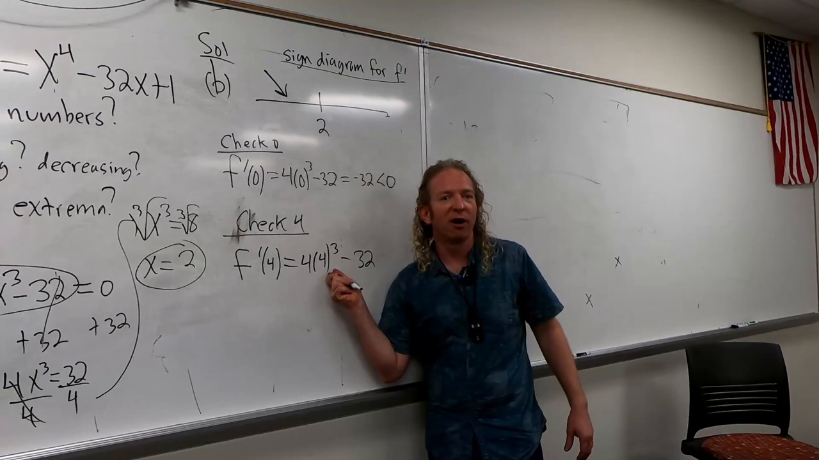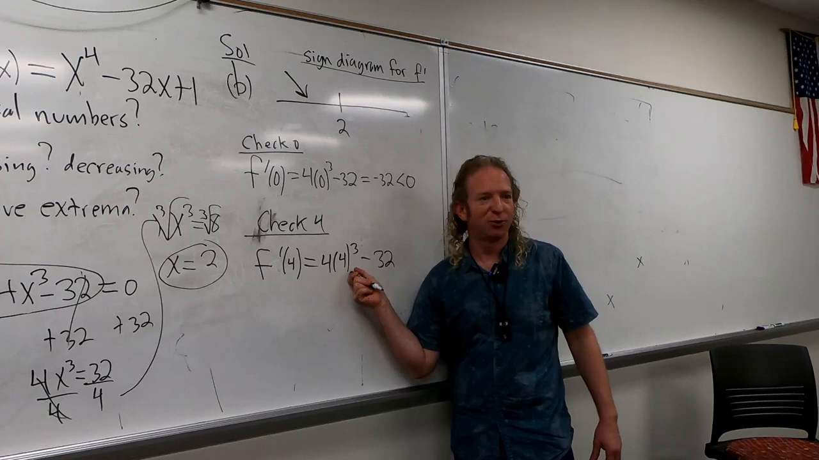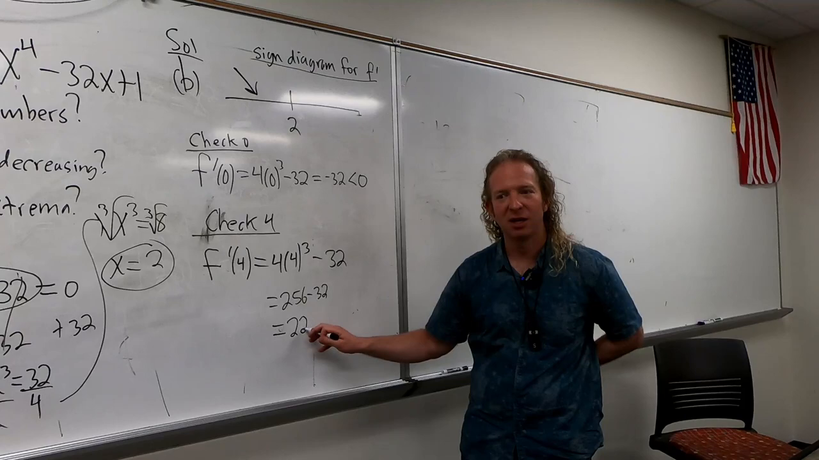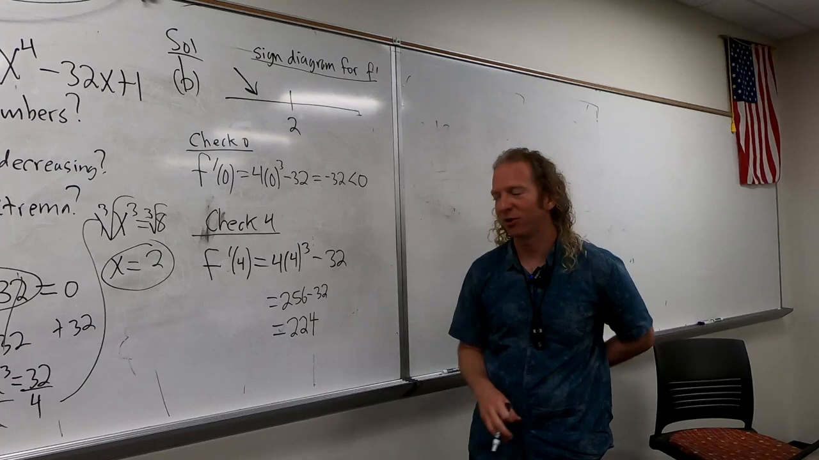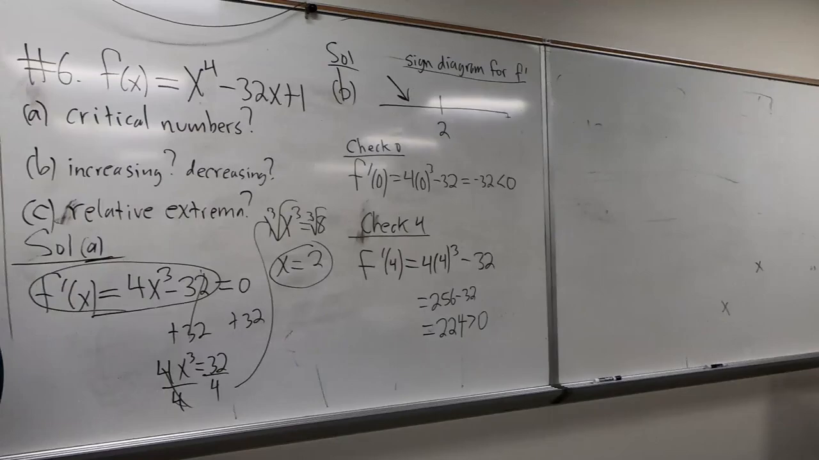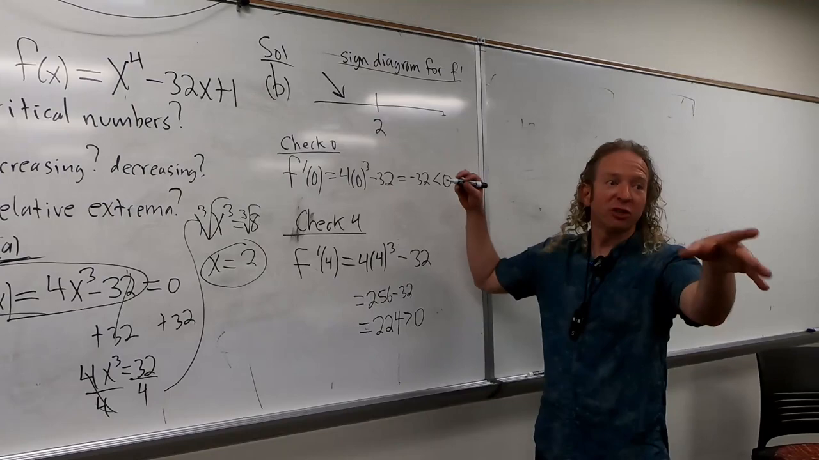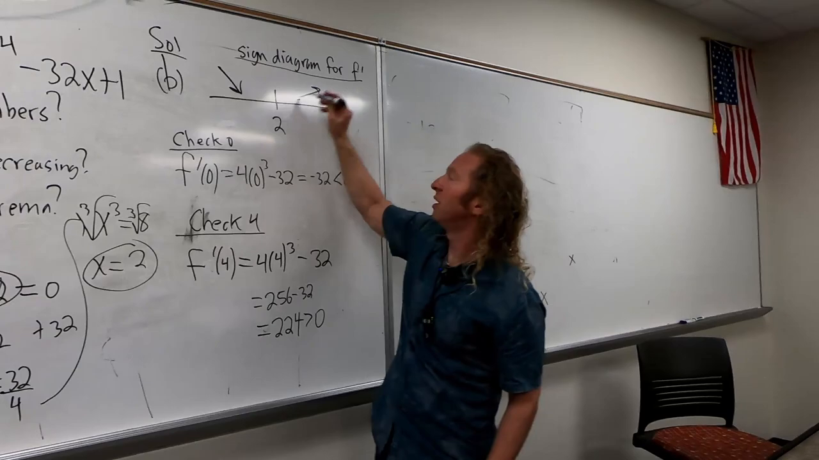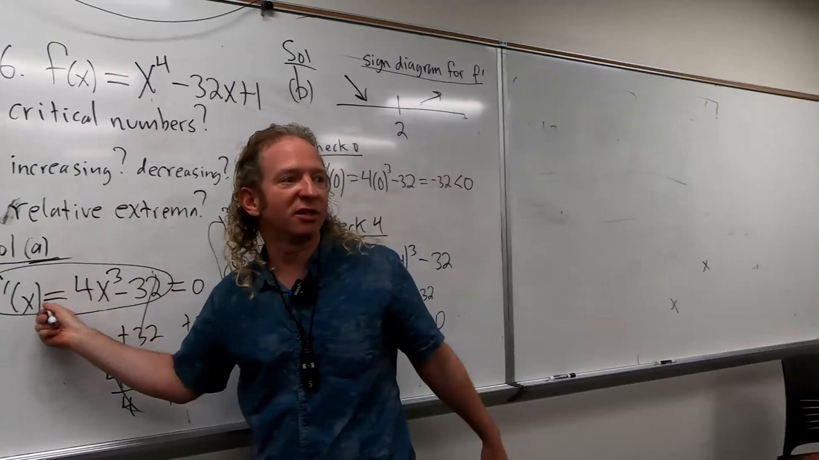4 to the 4, anyone? 64. Is it 64? No, 256. 256, yeah. So 256 minus 32 is 224, right? That's positive. So it's positive at 4. So does that mean it's increasing or decreasing? Increasing. So then you write the arrow like this. This is how I do it. I like this. These arrows will give us the answers. So decreasing, increasing, because it's positive. And the most important thing is that you plug it into the derivative here.